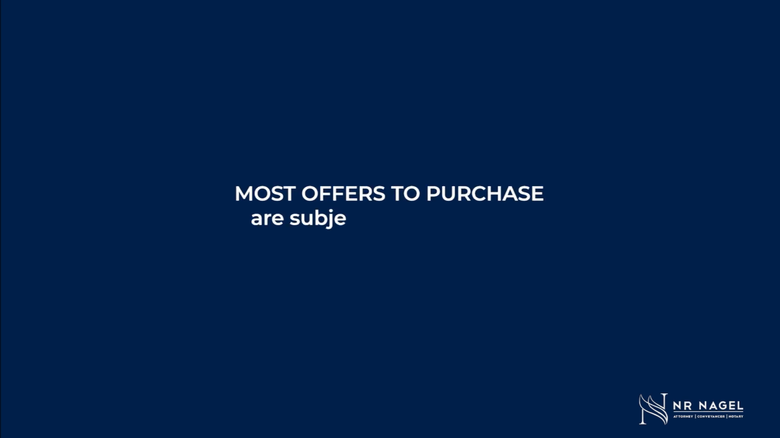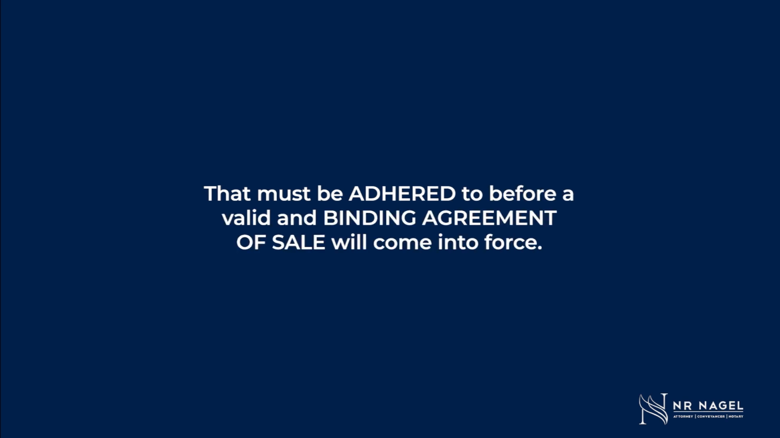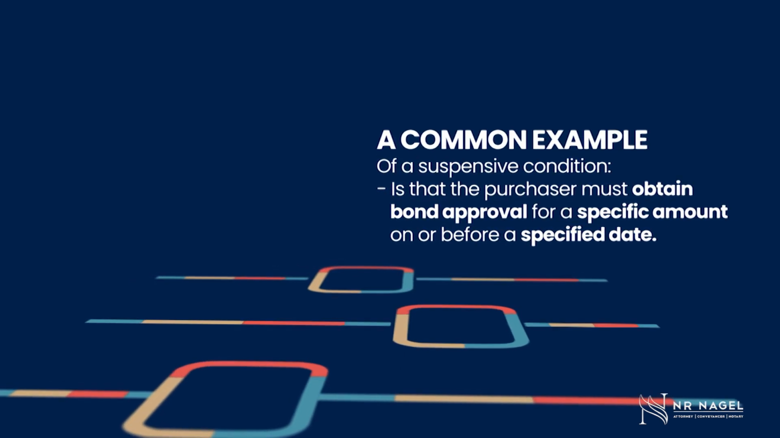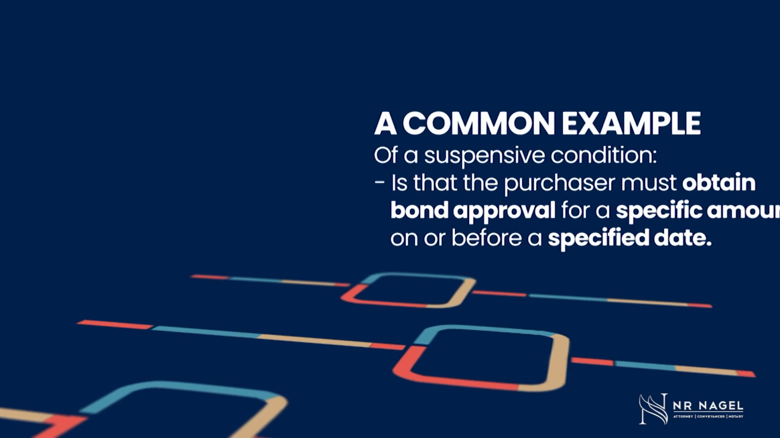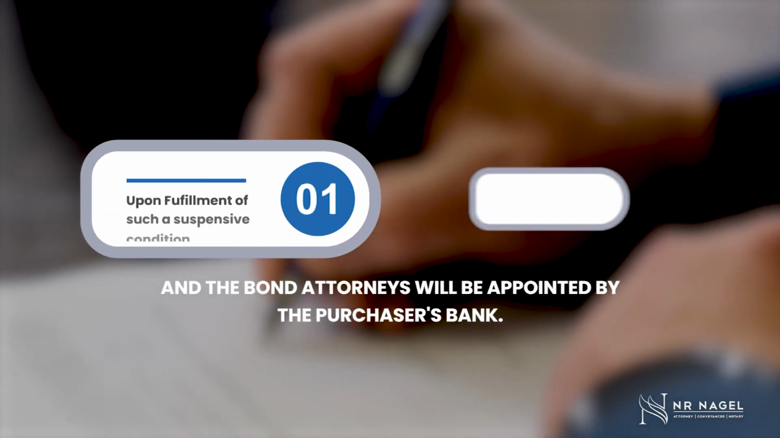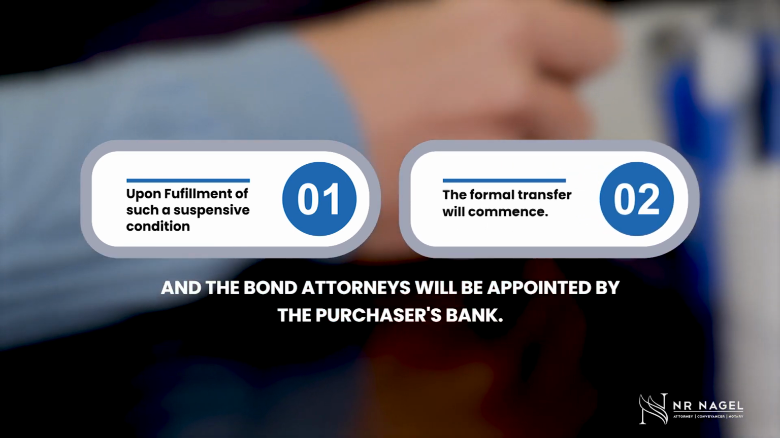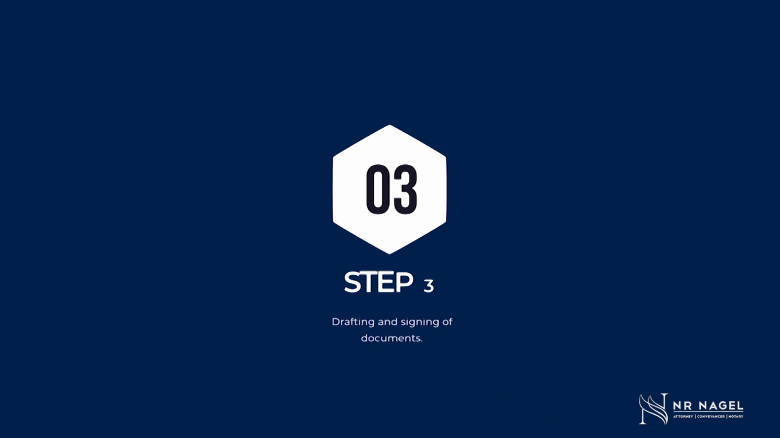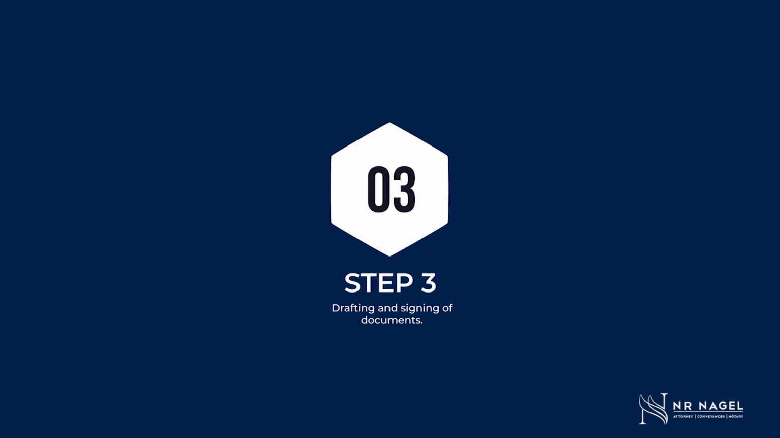Step 2, the fulfillment of suspensive conditions. Most offers to purchase is subject to 1 or more suspensive conditions that must be adhered to before a valid and binding agreement of sale will come into force. A common example of a suspensive condition is that the purchaser must obtain bond approval for a specific amount on or before a specified date. Upon fulfillment of such a suspensive condition, the formal transfer will commence and the bond attorneys will be appointed by the purchaser's bank.